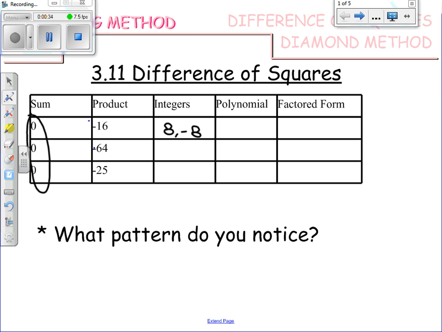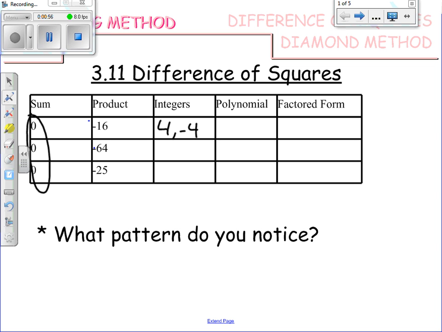What can multiply to be 64? Sorry. No, those add to be 16. We want to multiply to be 16. Sorry, Aaron. Yeah, it's 4 and negative 4. 4 and negative 4 multiply to be negative 16 and add to be 0.